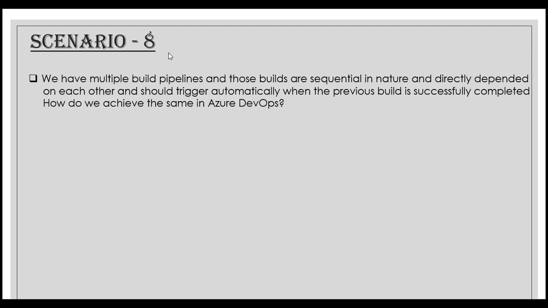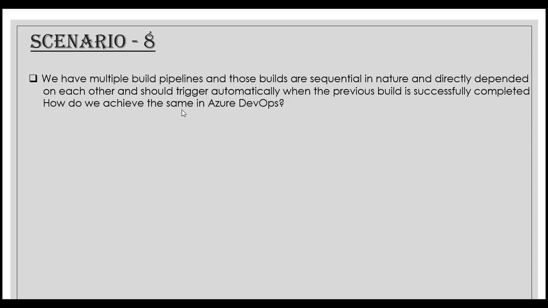Scenario 8. The question is, we have multiple build pipelines and those builds are sequential in nature and directly dependent on each other. Okay, let's understand this question. We have multiple builds, so one build is dependent on another build. Once the ABC build is completed, then only the XYZ build should run. That is what the question is. So how do we achieve the same in Azure DevOps?